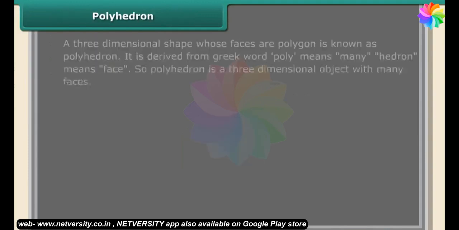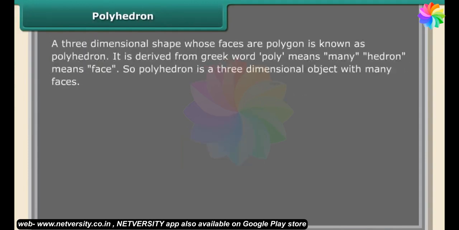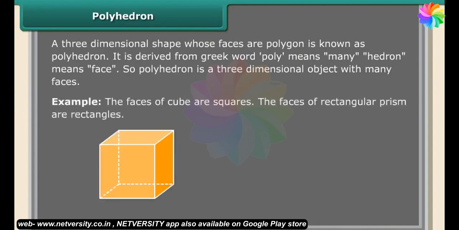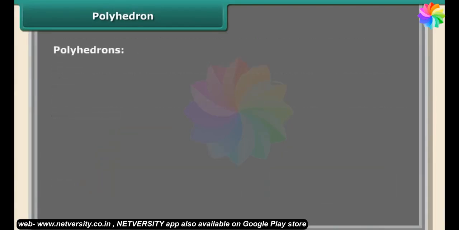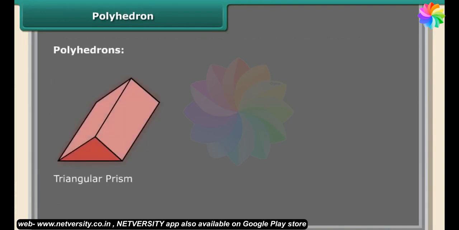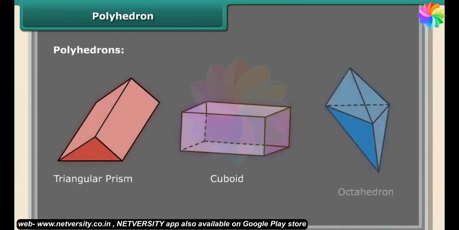Polyhedron. A three-dimensional shape whose faces are polygons is known as a polyhedron. It is derived from the Greek word, poly meaning many, hedron meaning face. So a polyhedron is a three-dimensional object with many faces. Example: the faces of a cube are squares. The faces of a rectangular prism are rectangles. Polyhedrons: triangular prism, cuboid, octahedron.